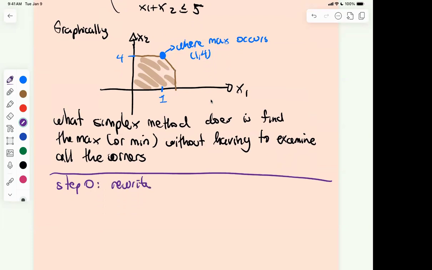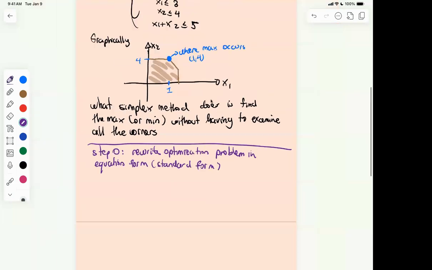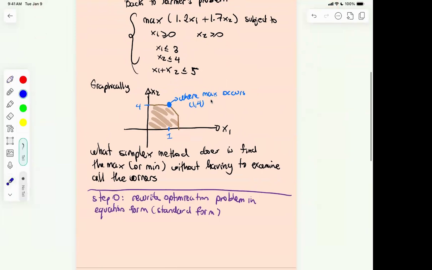Rewrite the optimization problem in equation form. This is sometimes also called the standard form or canonical form. There are many names for it. If you go back to here, we already know how to do that. For this inequality, add a slack variable. For this inequality, add a slack variable. For this inequality, add a slack variable. So we end up with three slack variables, and the three inequalities become three equations.